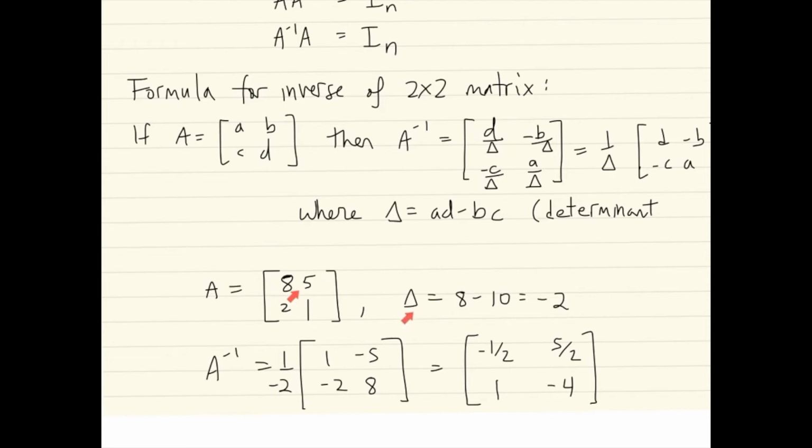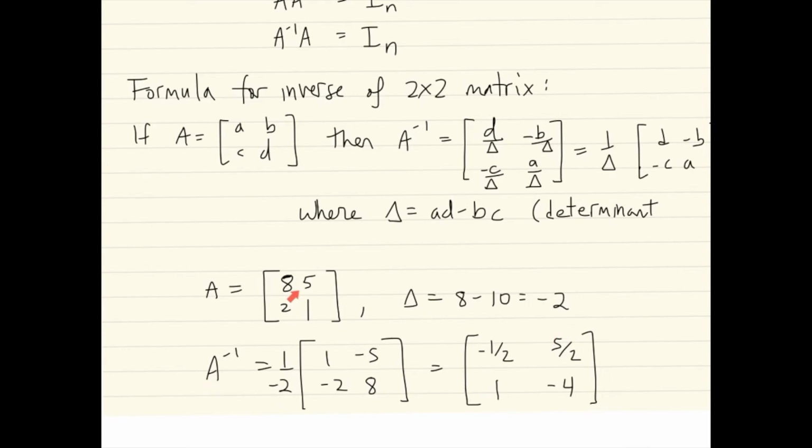So the determinant is the product of the diagonal terms, 8 and 1, minus the product of the off diagonals, so 2 and 5 is 10. So our determinant is minus 2. So we want to divide every single entry by minus 2. So 1 divided by negative 2 is negative 1/2, and so on. So 8 divided by negative 2 is negative 4. And so this A inverse is given by this matrix.